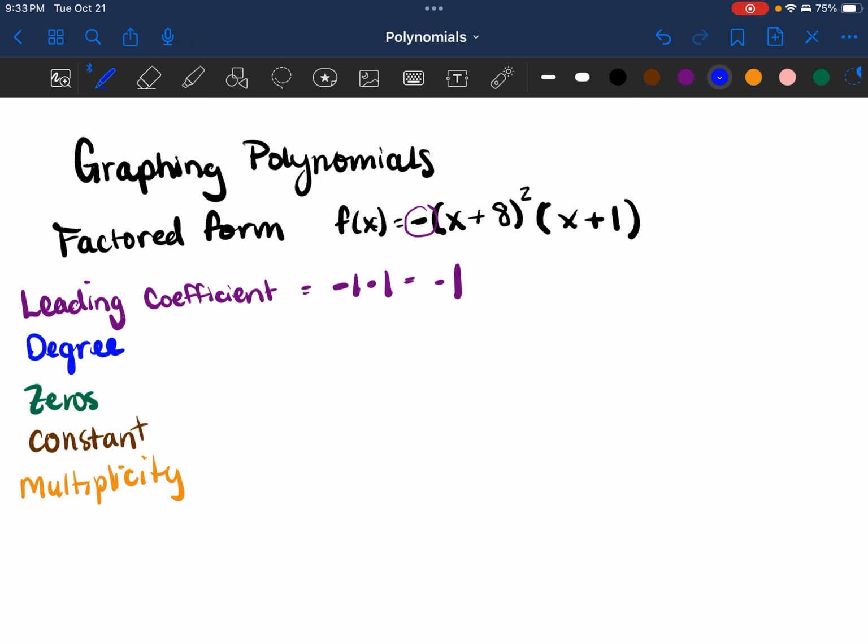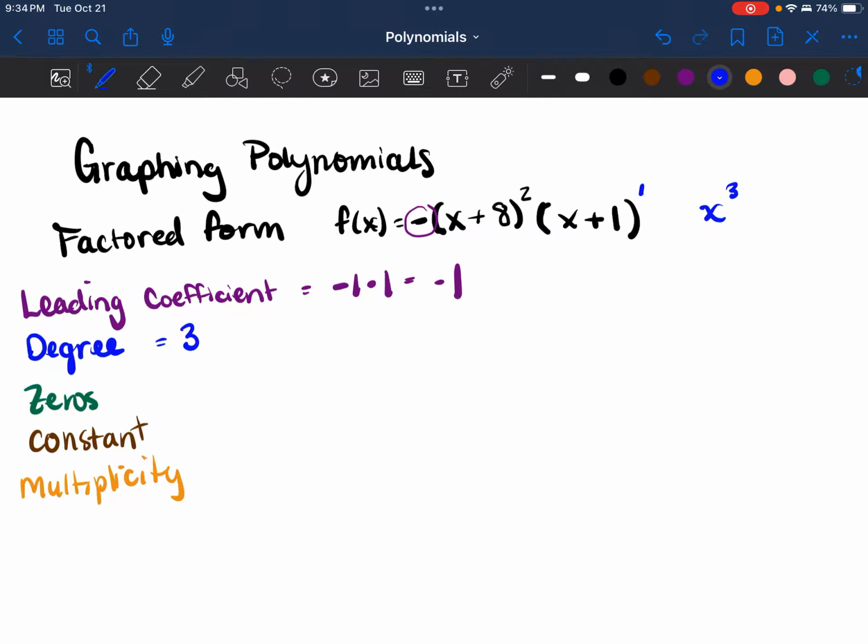My degree is coming from looking at the exponent for each of the factors. And in this case, because I don't have a factor written here, I can count it as 1. So when we're finding the degree, we're finding what those exponents equal, and in this case, it would be to the 3rd degree. So our degree here is 3.